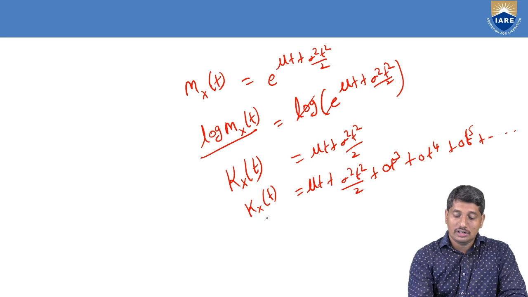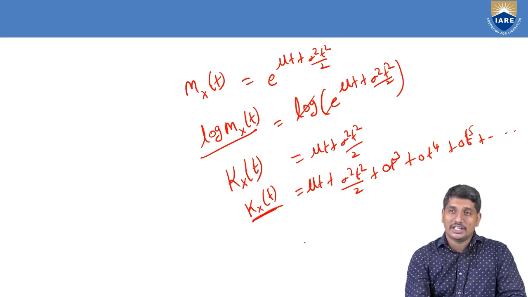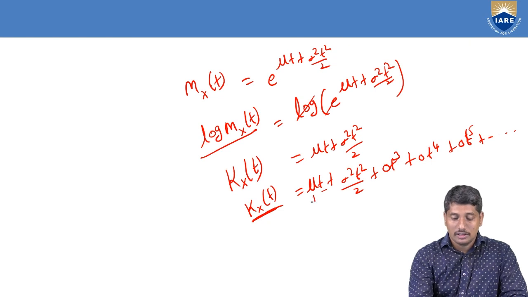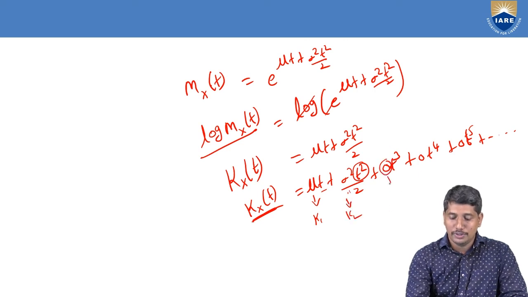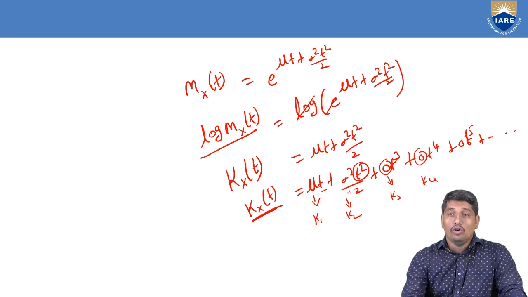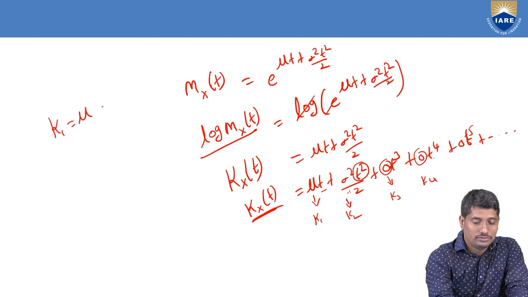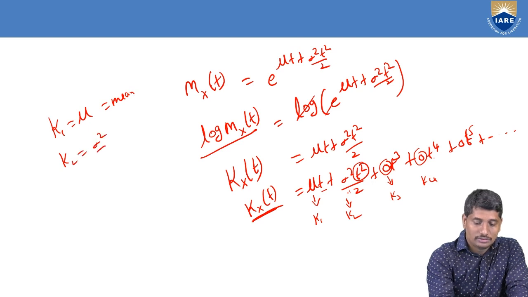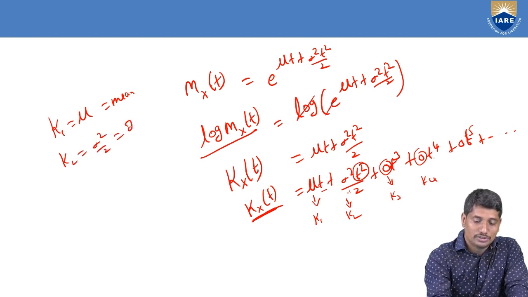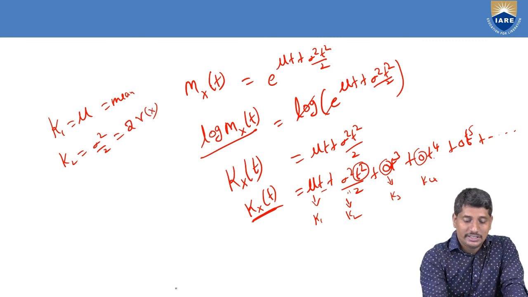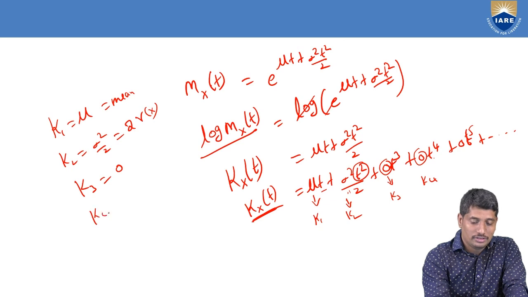In this cumulant generating function, the coefficient of t is called the first cumulant K1. The coefficient of t square is called the second cumulant K2, the coefficient of t cube becomes the third cumulant, and t power 4 becomes the fourth cumulant. So, what did we get? K1 is mu, which is the mean. K2 is sigma square by 2, which is the variance. And K3 is 0 and K4 is 0.